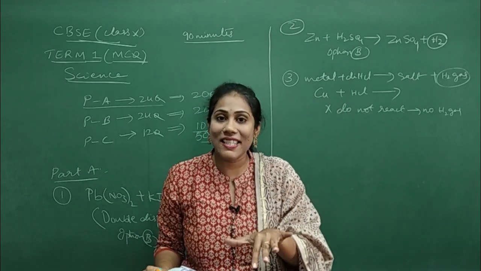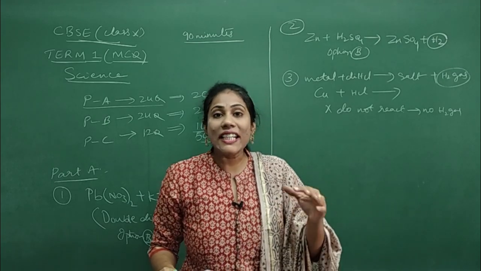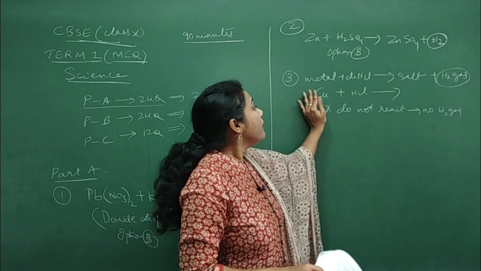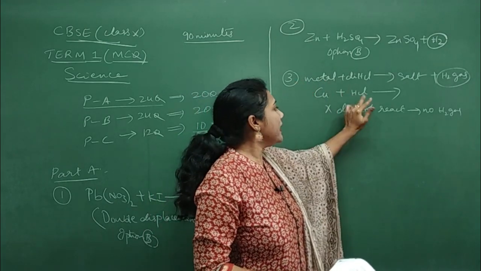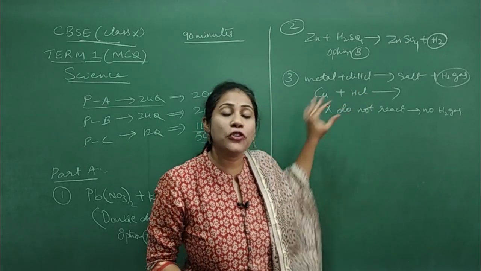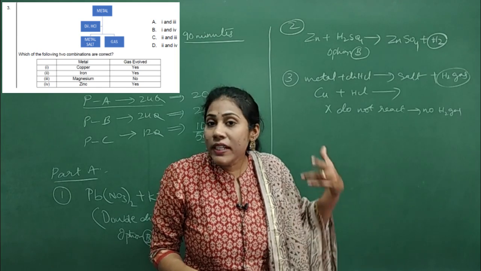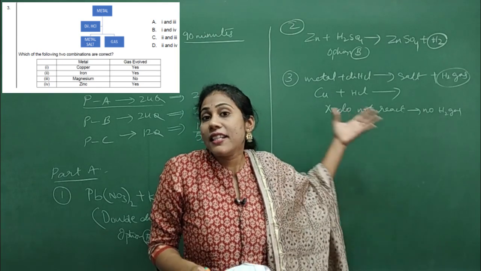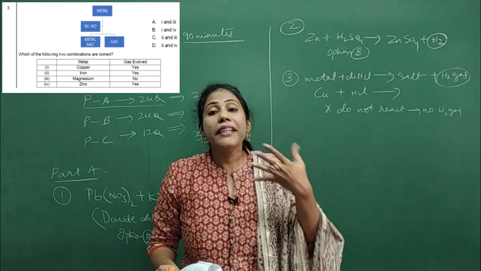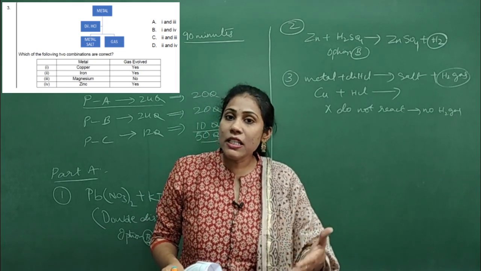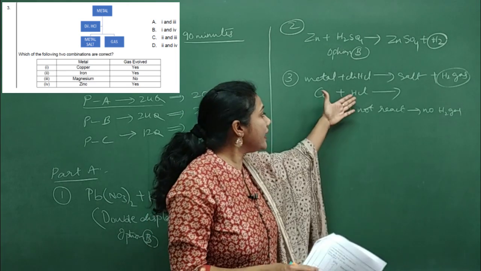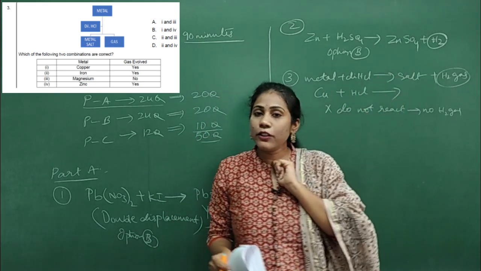It's because it is less reactive. In the reactivity series, copper comes below hydrogen. So all metals will not react with acids. Few metals react, few metals do not react. On what basis will you judge which can react with acid and which will not? It is based on the reactivity series. In the reactivity series, the metals placed below hydrogen do not react with acids. When they do not react with acids, they will not give any hydrogen gas.